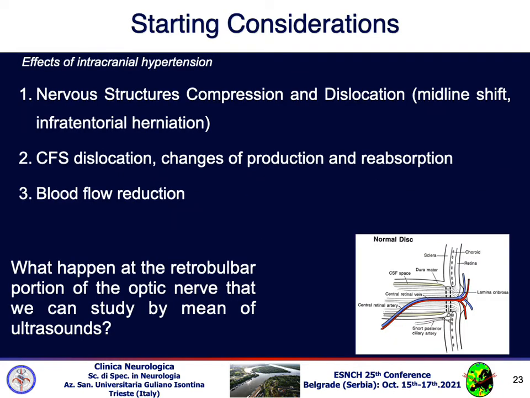Intracranial hypertension leads to nervous structure compression and dislocation, the midline shift and infratentorial herniation, CSF dislocation, changes of production and reabsorption of it, and blood flow reduction. But what happens at the retrobulbar portion of the optic nerve that we can study by means of ultrasound?